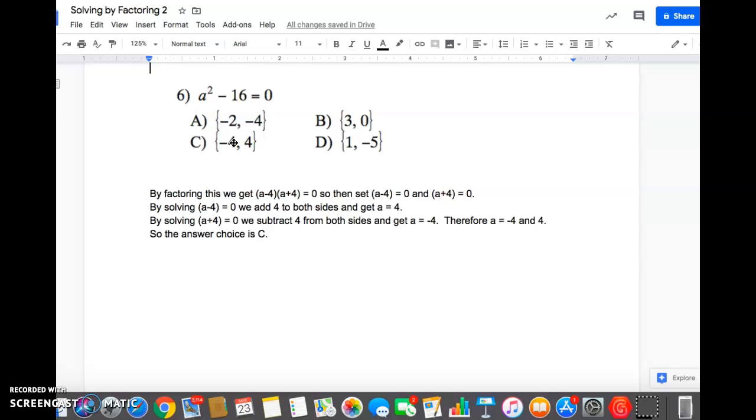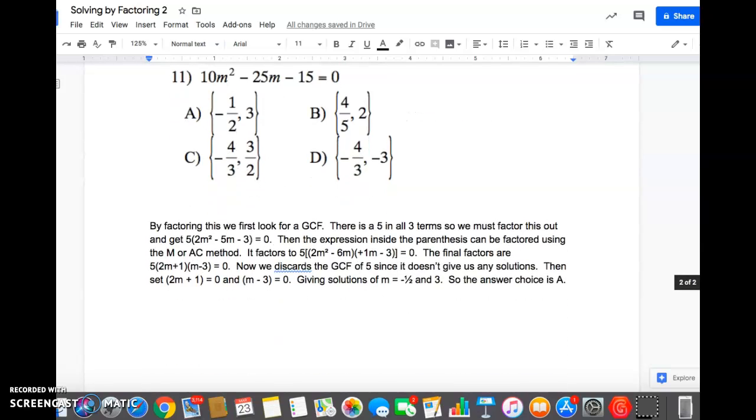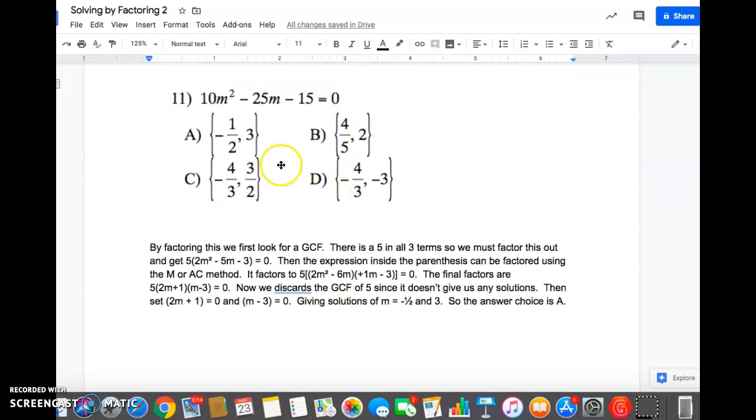So do not forget your different types of factoring. That's something that every Algebra 1 student needs, and you need to remember those. Right, so one other type I'll show you is this problem. Here's number 11. So we're looking through again, look for a GCF.